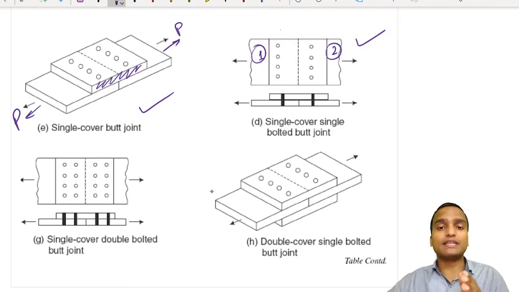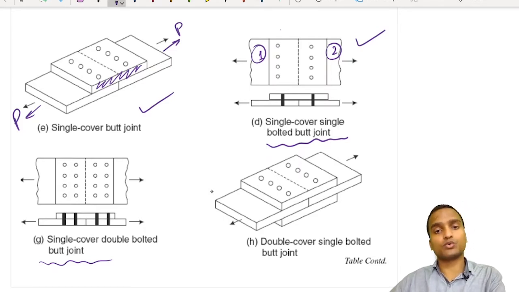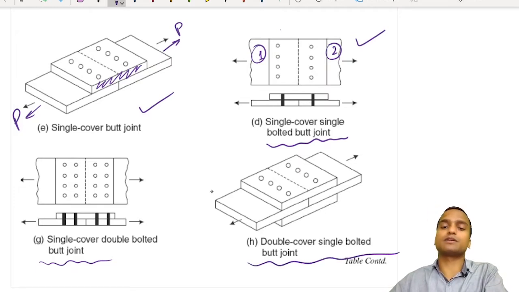Okay, and on each plate we have provided one row of bolting like this. So this becomes a single cover, single bolted butt joint. If we provide two rows of bolting, then that becomes a single cover, double bolted butt joint. Instead of making a single cover plate, we also provide another cover plate at the bottom, and that becomes a double cover single bolted butt joint.